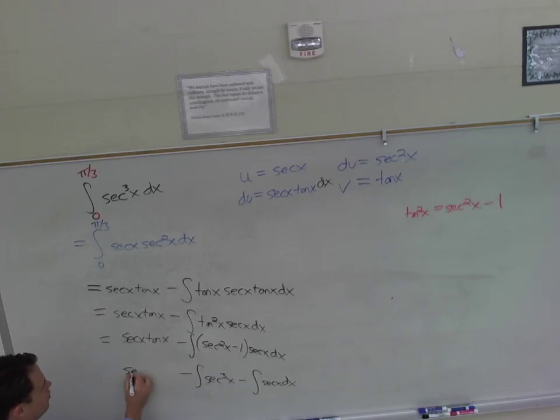So this is what we have. Let me write it clearly for you if you don't see it. This is all equal to the integral of secant cubed, right? I think it's plus secant of x. Let's do this first. Do you guys remember this one? I bet you forgot.